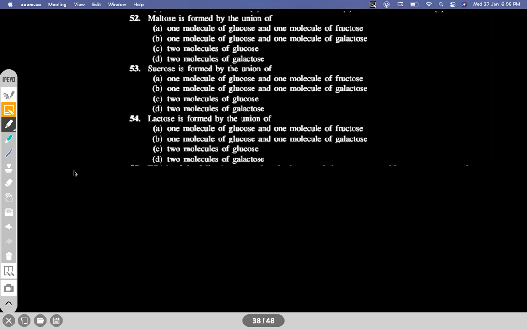Maltose is formed by the union of two forms of glucose, option C. Sucrose, we have one glucose, one fructose. And in lactose, we have one molecule of glucose and one molecule of galactose, option B. Okay, simple one.